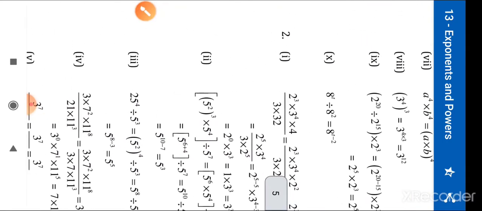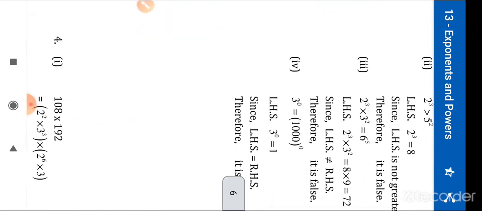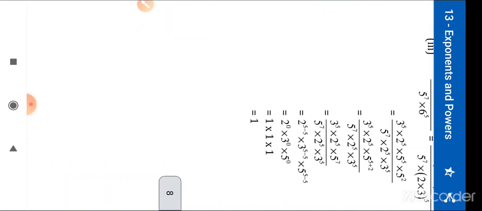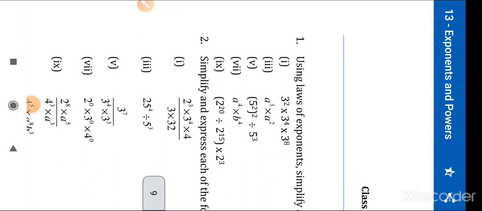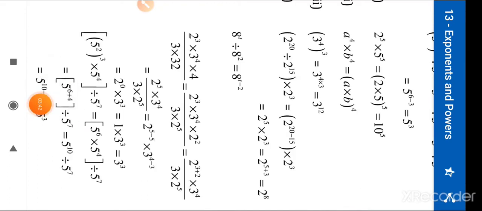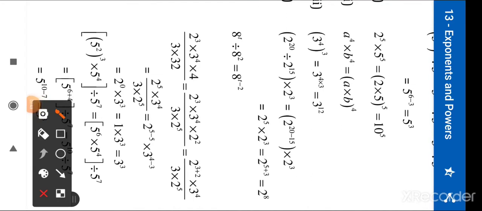Our next question is, simplify and express each of the following in the exponential form. And first question is 2 raised to the power 3 multiplied by 3 raised to the power 4 multiplied by 4, divided by 3 multiplied by 32. So our question is 2 raised to the power 3, 3 raised to the power 4 multiplied by 4, divided by 3 multiplied by 32.